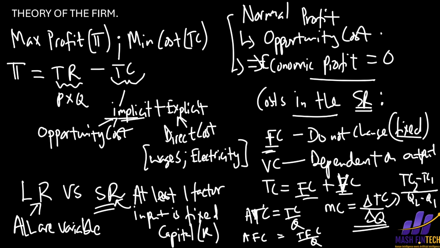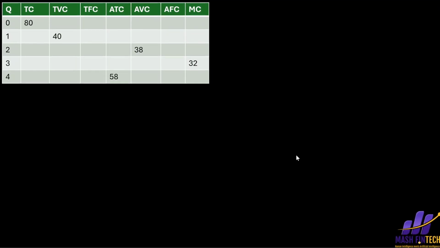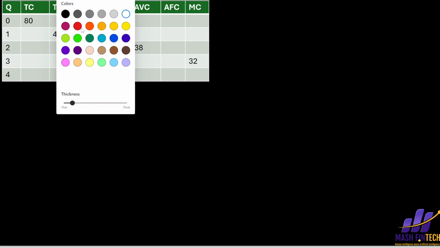All right. So what I'm going to do is go through this cost in the short run using an example. Look at this table. You can try to fill it up by yourself, but I'm going to go through this with you, and I'm going to use a red color so that you can see what I'm doing here.